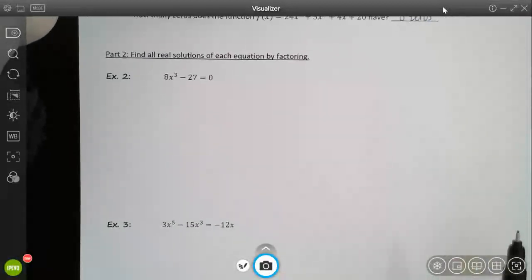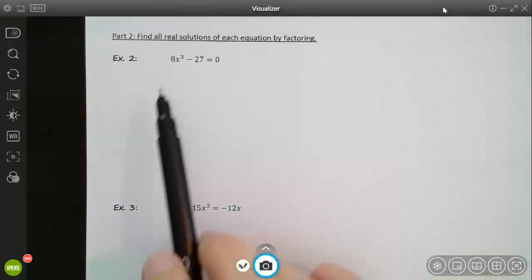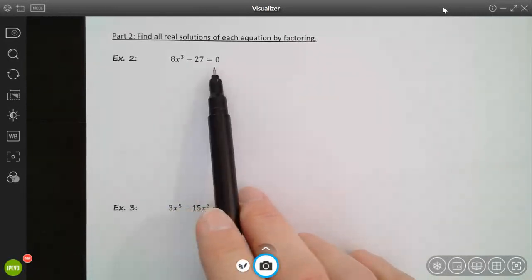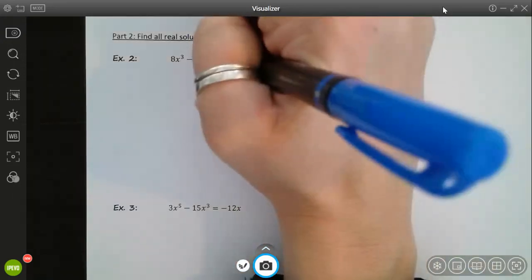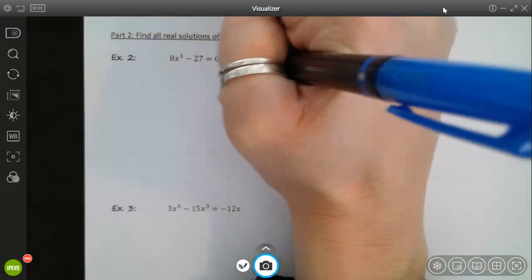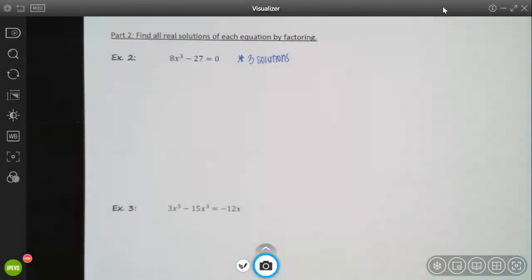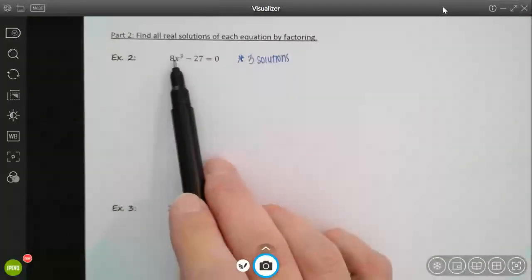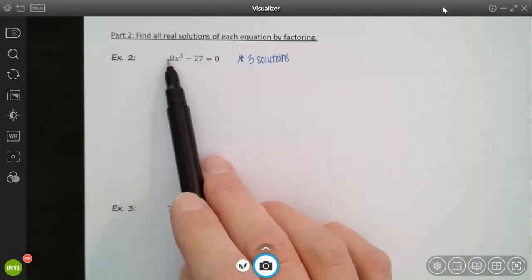So now that we know that, let's go ahead and find some solutions. We want to find the solutions of this polynomial 8x cubed minus 27 is equal to 0. If I look at this highest degree here, I should know right off the bat that I should have 3 solutions at the end. I'm looking at these numbers and I'm recognizing I definitely have an x cubed, which means that this would probably end up being some sort of sum or difference of 2 cubes. And 8 is a perfect cube, 27 is a perfect cube.